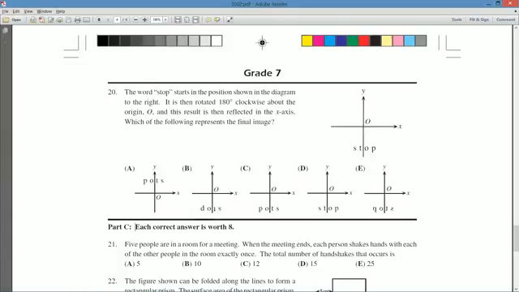So, the word stop starts in the positions shown on the diagram. Okay? So stop is down here, it's sort of straddling the y-axis, and it's certainly below the x-axis. It is then rotated 180 degrees clockwise about the origin. So there's our origin. And this result is then reflected in the x-axis. Which of the following represents the final image?